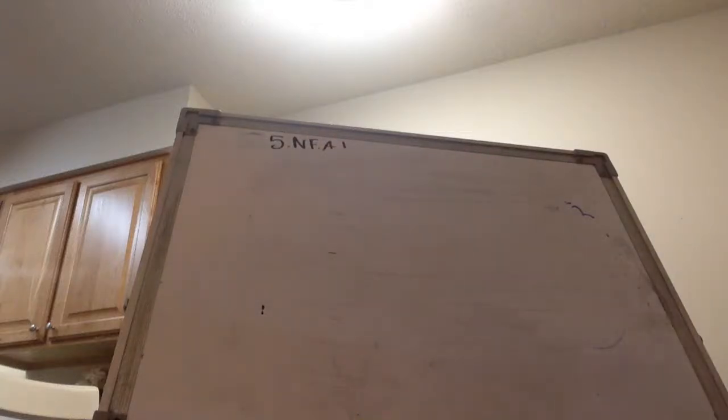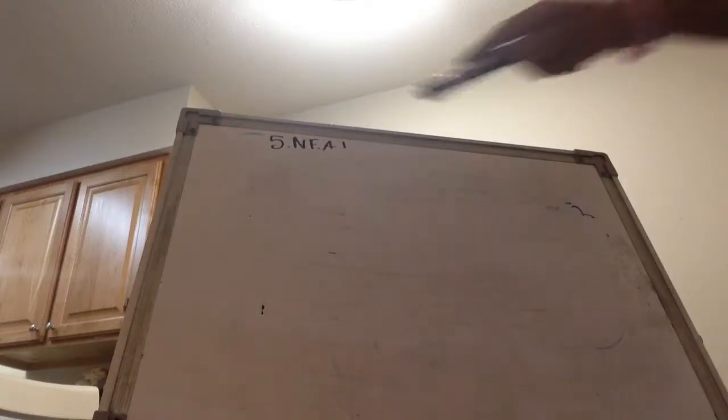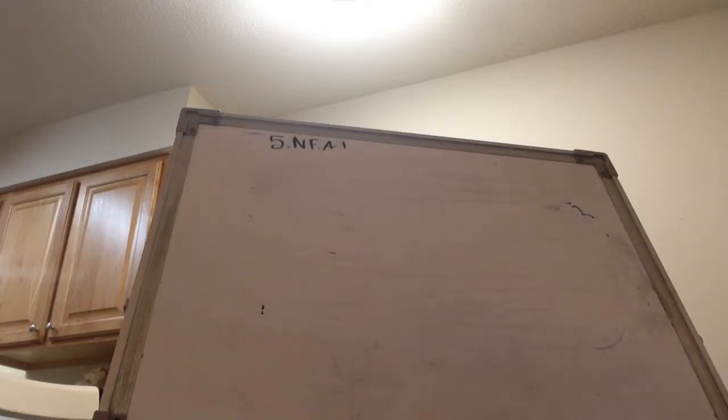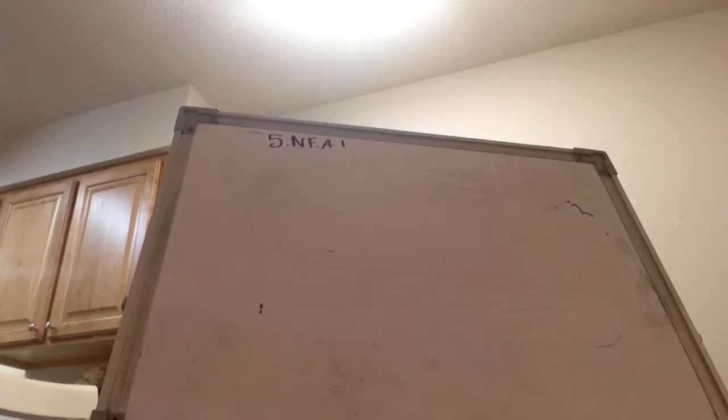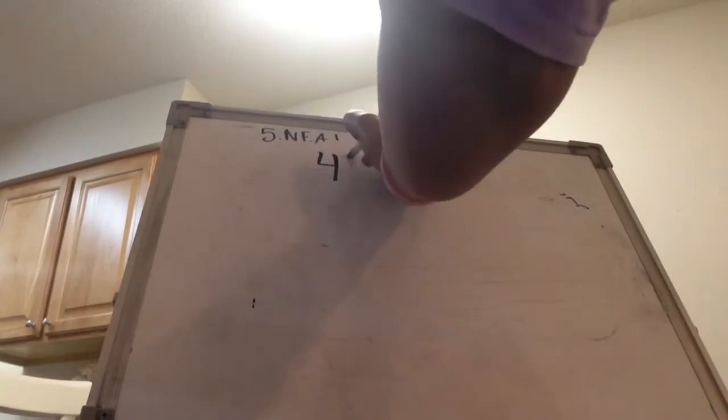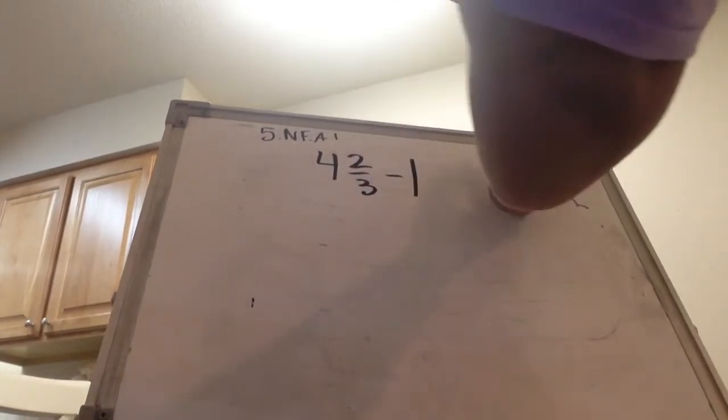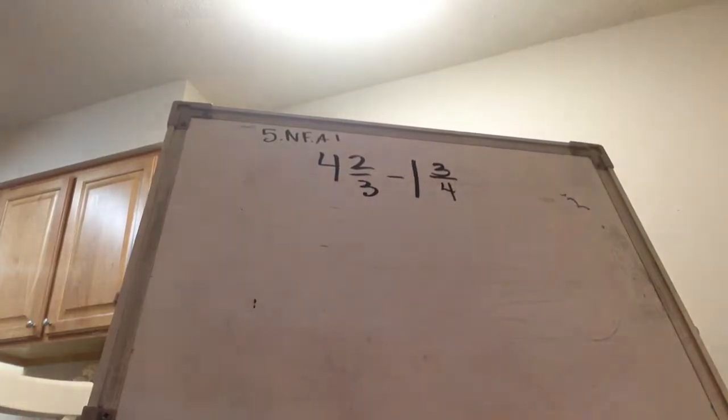I'm going to show a video on subtracting fractions with regrouping with mixed numbers. So here is the standard 5.NF.A.1, which means fractions, and the 5 means 5th grade. So I'm going to show regrouping fractions with a model, because we start with pictorial representations before we go into the equations itself. So let's start with 4 2/3 minus 1 3/4.